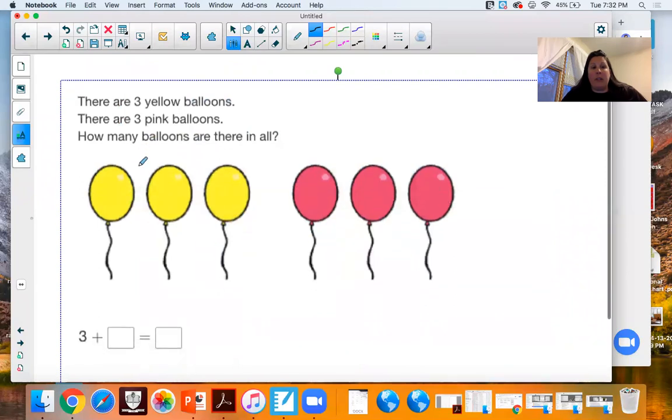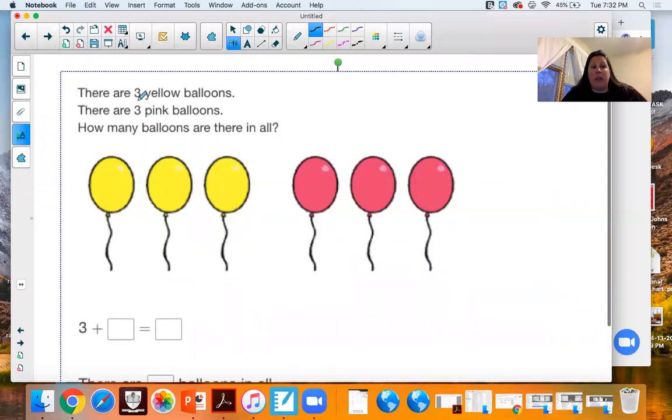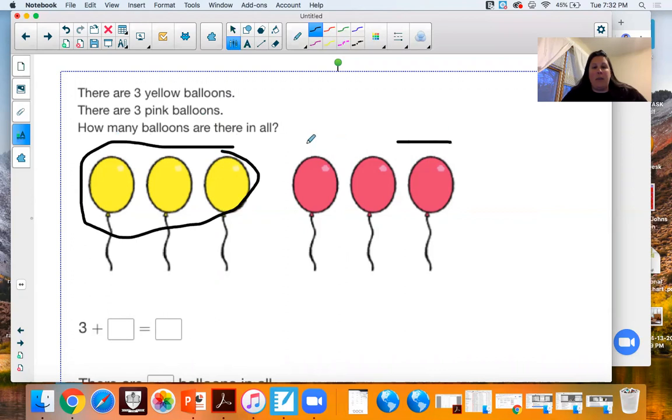Let's look at this one. There are 3 yellow balloons. There are 3 pink balloons. How many balloons are in all? Well, let's circle our two groups. We have a group of yellow and we have a group of red. Sorry, that's definitely pink, and a group of pink. So they gave us those 3 yellow balloons. And how many pink balloons do we have? 1, 2, 3. So we're going to add 3 plus 3.